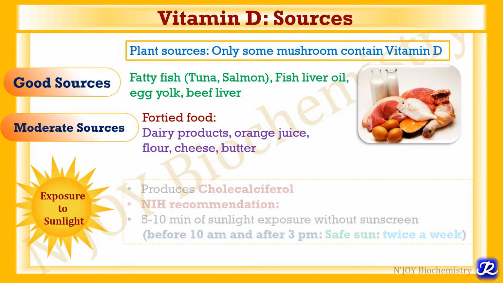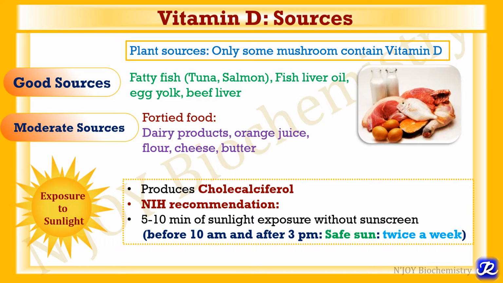Exposure to sunlight produces cholecalciferol, and the National Institutes of Health recommendation is that 5 to 10 minutes of sunlight exposure without sunscreen is sufficient to synthesize vitamin D, that is cholecalciferol, in the body. This exposure should be before 10 am and after 3 pm, which is called safe sun, and a person should be exposed at least twice a week.